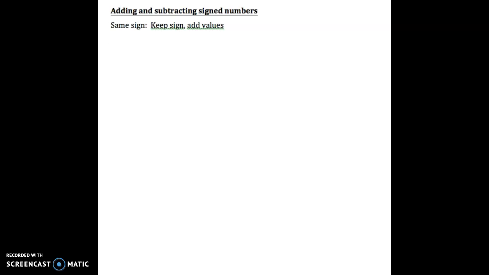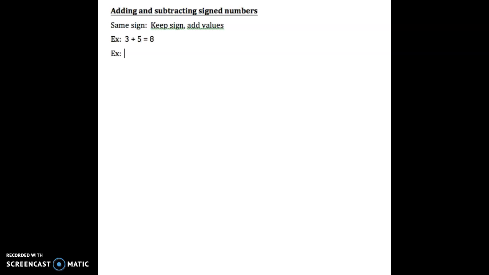So for example, if I want to add 3 plus 5, well, those are both positive, so it's going to stay positive. I'm going to add the values. 3 plus 5 is 8. Still positive, I get positive 8. No problem.